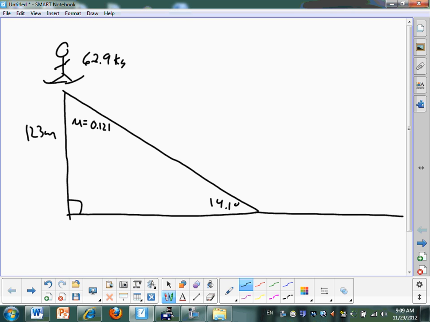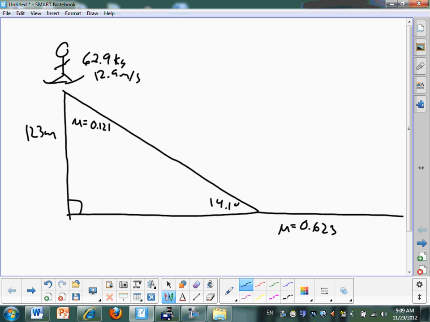And the friction on the bottom is 0.623. This looks like a scary question, and a question that you guys might want to know for the test. So let's see how I do. And he's moving with an initial speed of 12.9 meters per second.